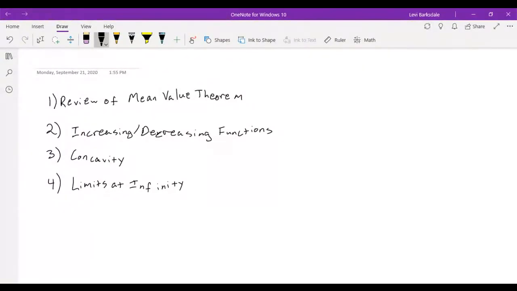Okay, welcome to the fourth Math 2417 review. Today we're going to go over the mean value theorem. Just to review it really quick. We'll talk about increasing and decreasing functions in the first derivative test. Then we'll move on to concavity and the second derivative test. And last we'll talk about some limits at infinity.